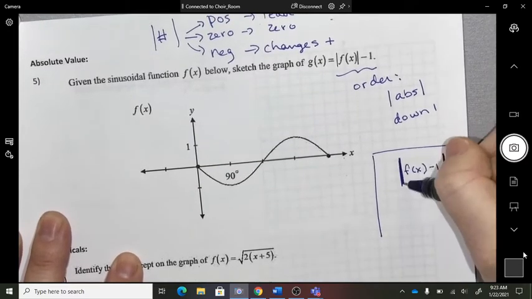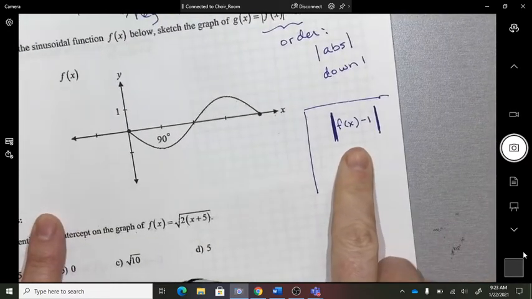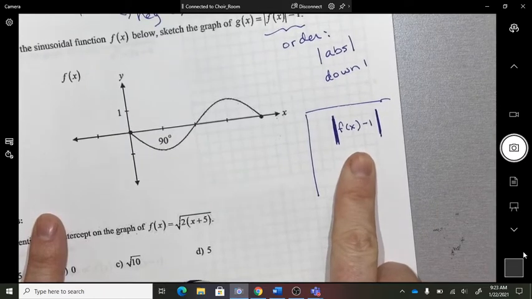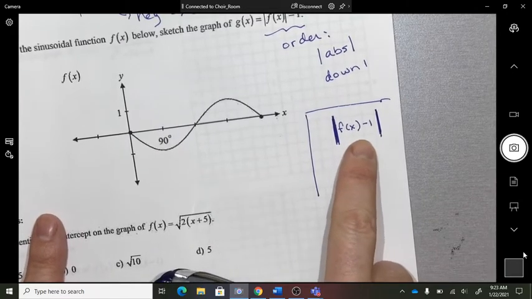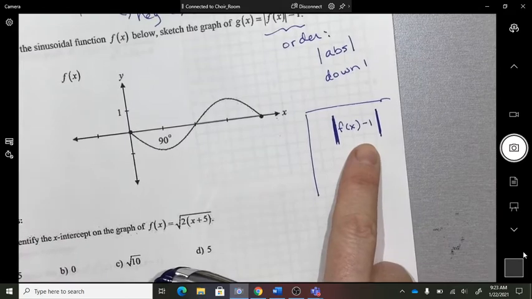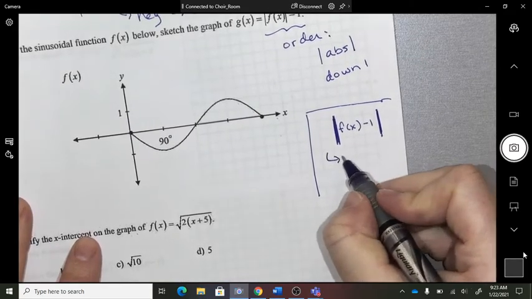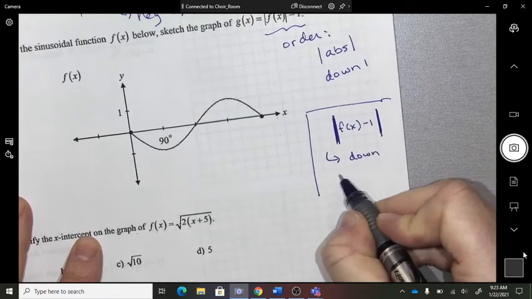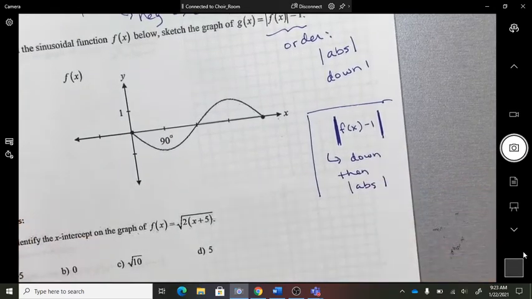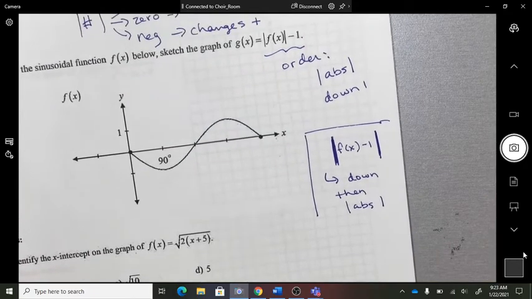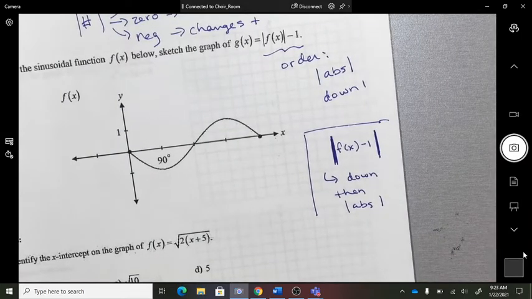If you would have seen this, if I had that, what changes? The order changes there. Do you see that? This would say down and then absolute because it's in the brackets. Okay, so you have to pay attention to the order. Right? This says absolute it and then move it down, and this says down and then absolute it. So that's what the difference of that would be.